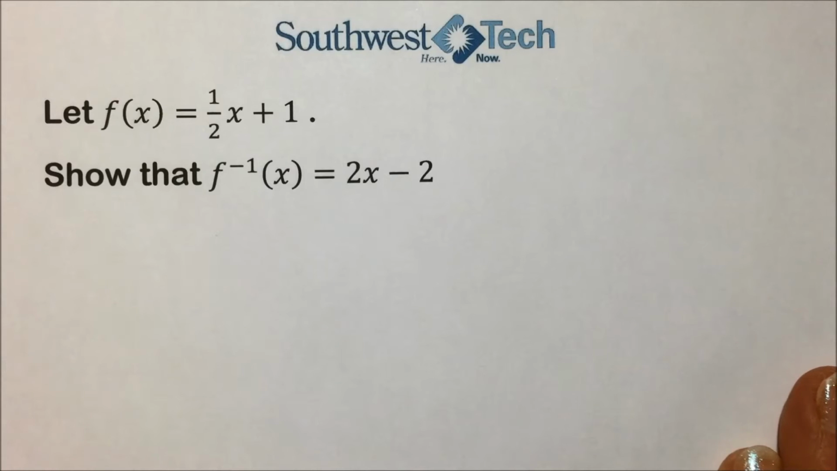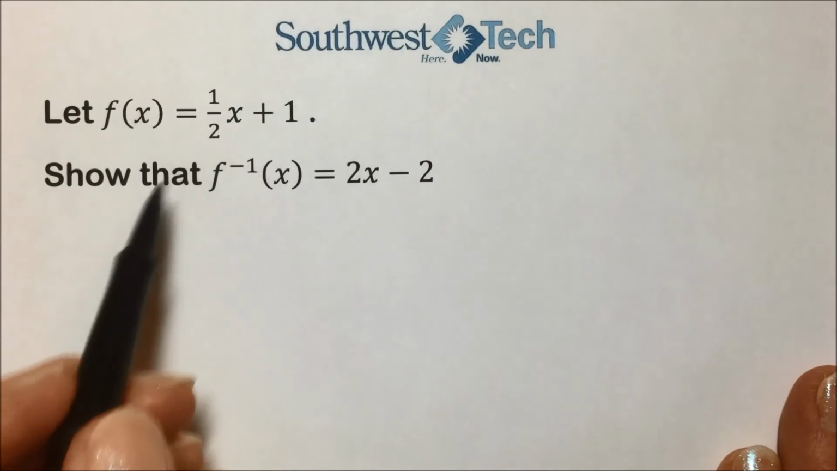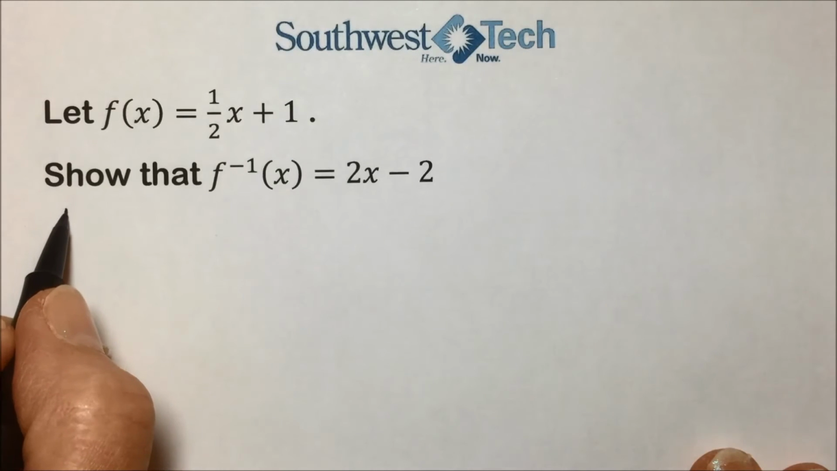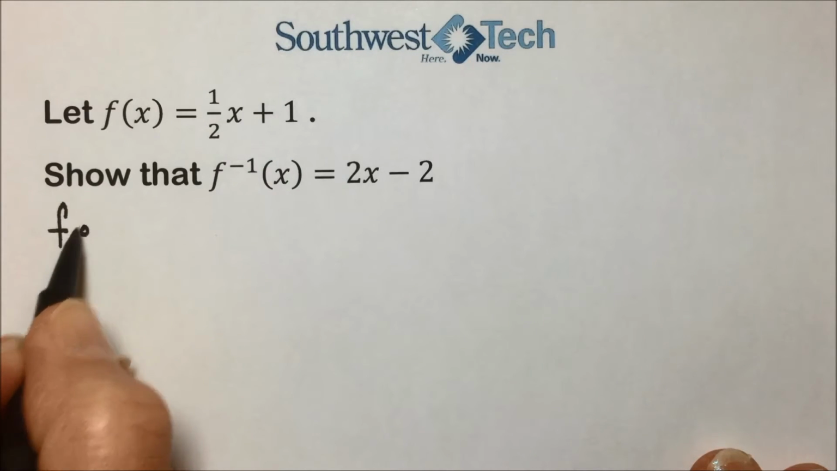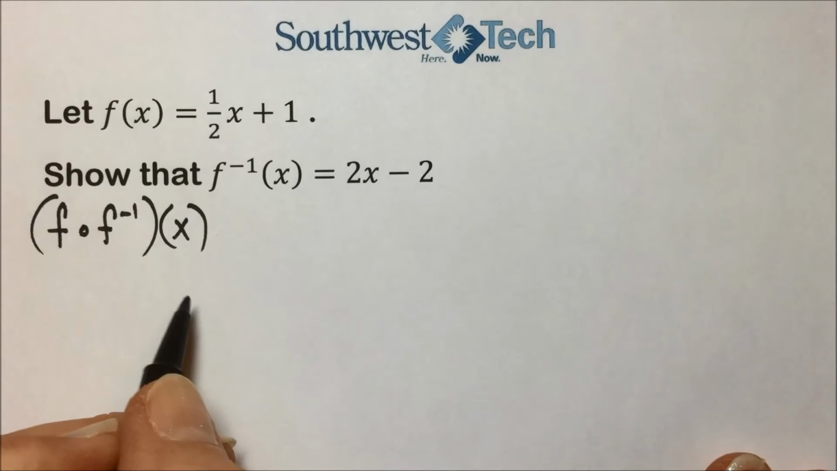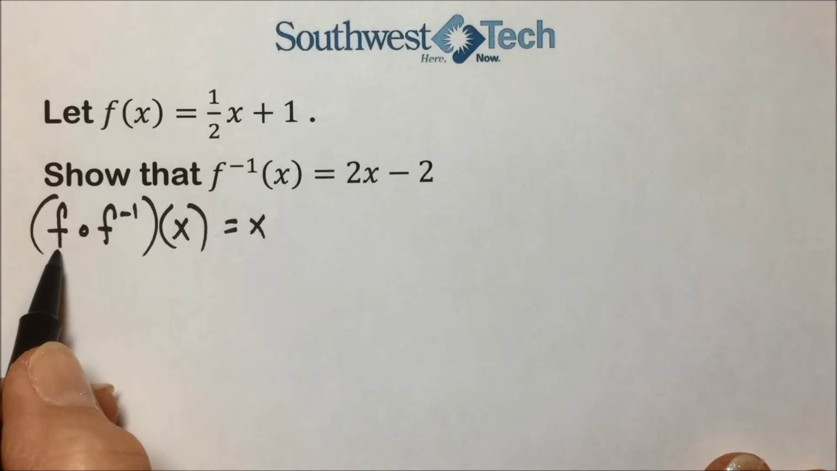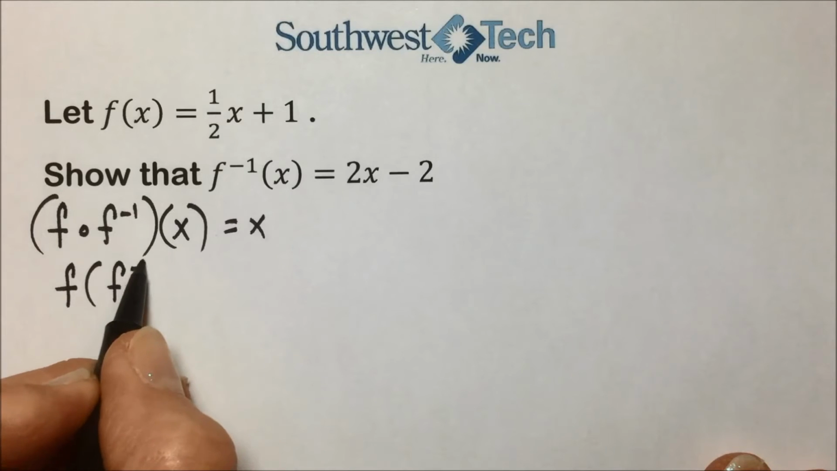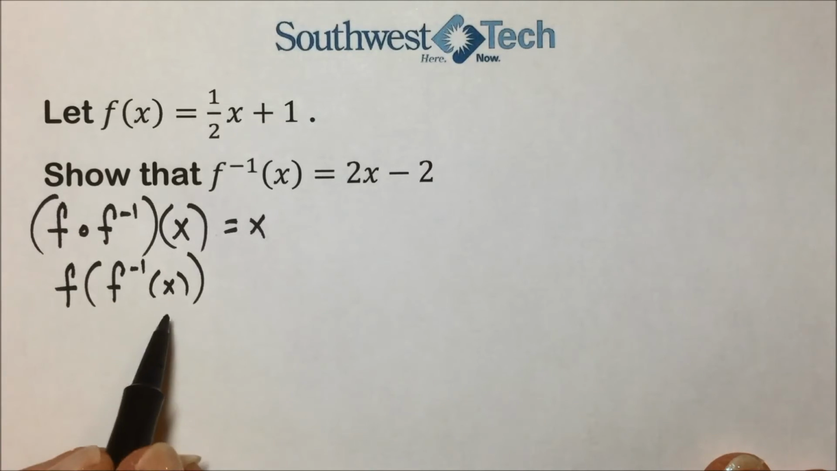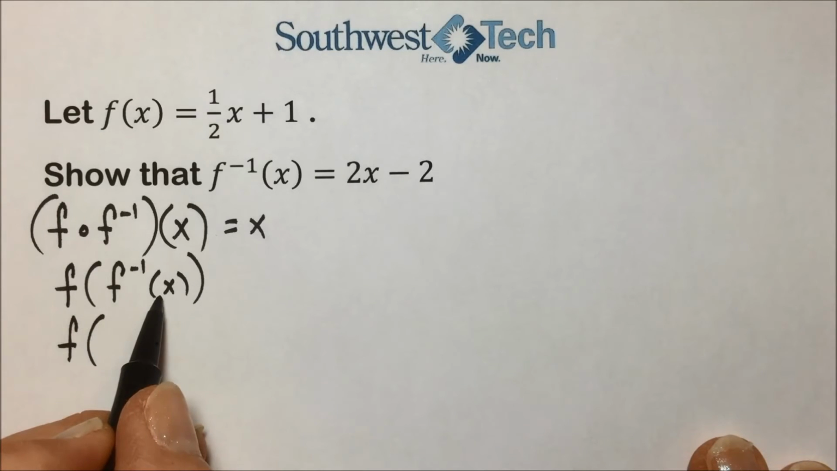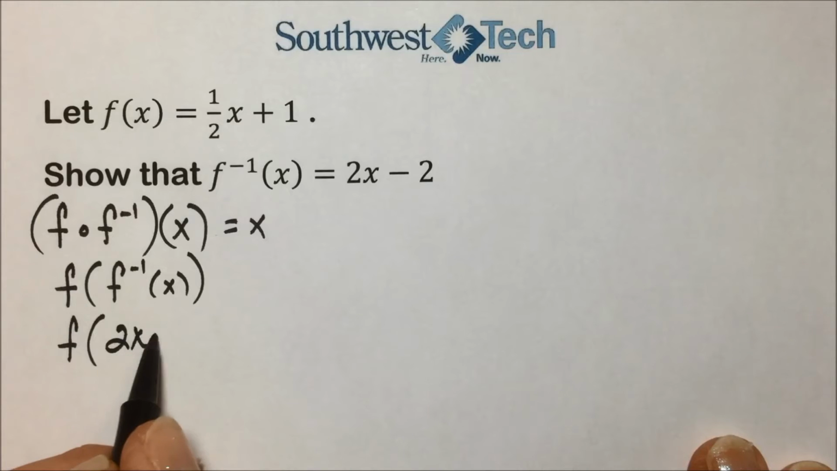So let's put that into practice. We're given a function and they're asking us to show that this is in fact its inverse. To prove that, we will show the composition f of the inverse of x is equal to x, and instead of this notation we can put the equivalent f of the inverse of x, which, replacing the inverse on the inside by substitution, the inverse of the function is 2x minus 2.